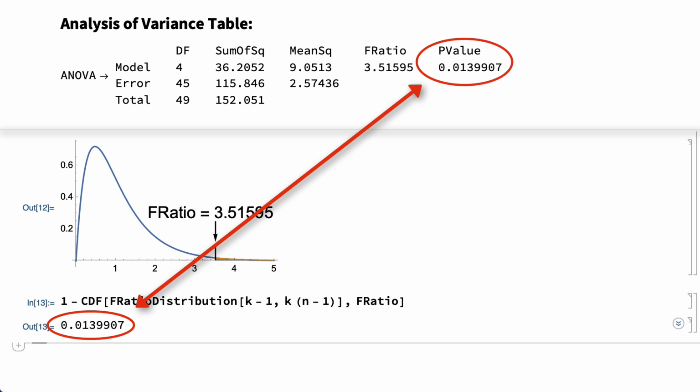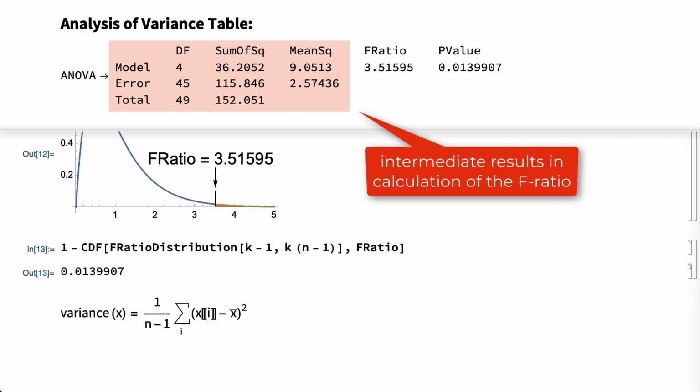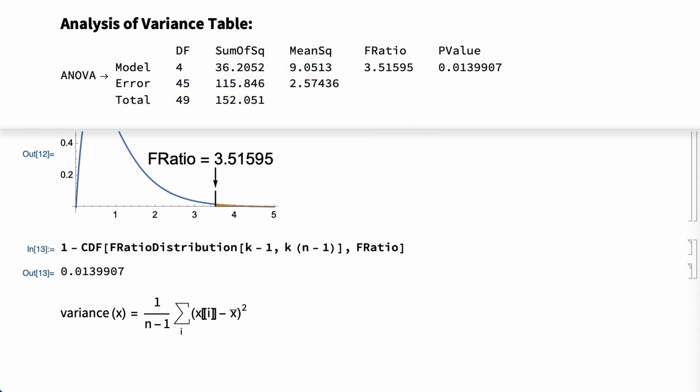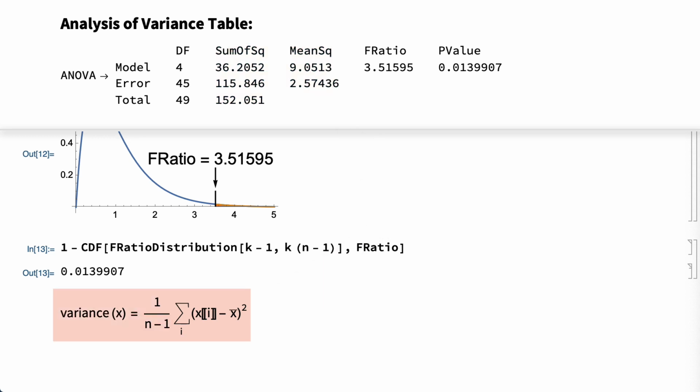The analysis of variance table also shows intermediate results in the calculation of the F ratio. Instead of showing variances, however, the analysis of variance table traditionally shows the sums of squares that come up in calculating variances. The variance of a list X is defined as 1 over n-1, where n is the length of the list, multiplied by the sum of the squared differences between the values in the list and the mean. The analysis of variance table shows the sums of squares without the factor of 1 over n-1.